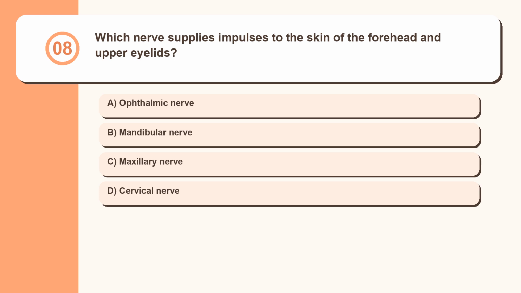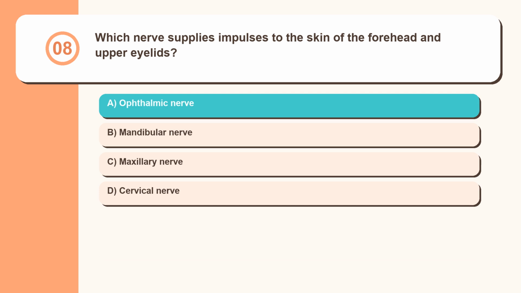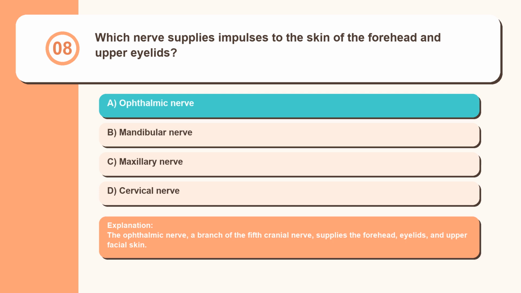Question 8. Which nerve supplies impulses to the skin of the forehead and upper eyelids? Ophthalmic nerve, mandibular nerve, maxillary nerve, cervical nerve. The ophthalmic nerve, a branch of the fifth cranial nerve, supplies the forehead, eyelids, and upper facial skin.